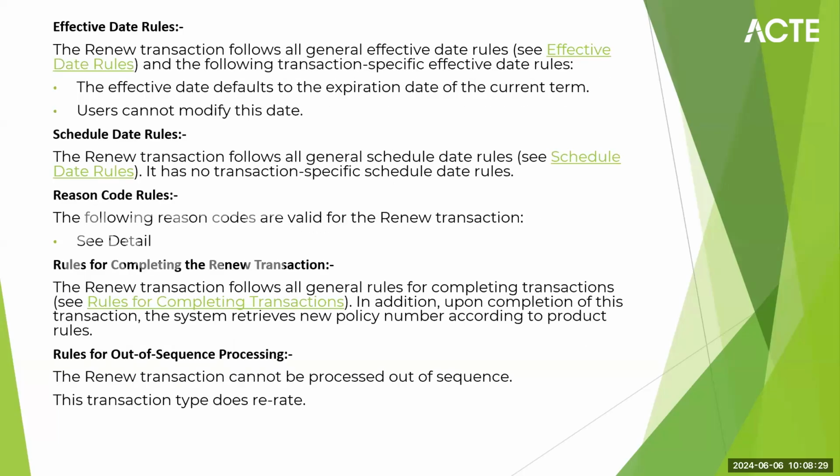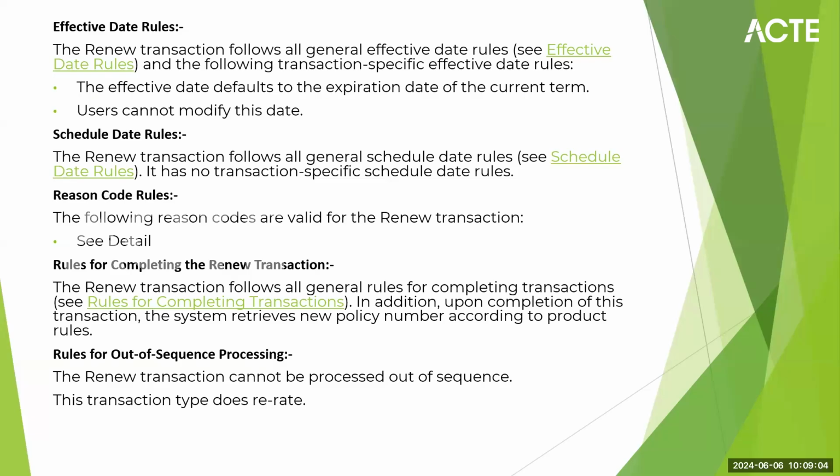Effective date rule. The effective date defaults to the expiration date of the current term. Whatever the previous transaction's expiration date is, that expiration will be taken as the effective date. The user cannot modify this date. The schedule date has no rule. You can select anything you want.